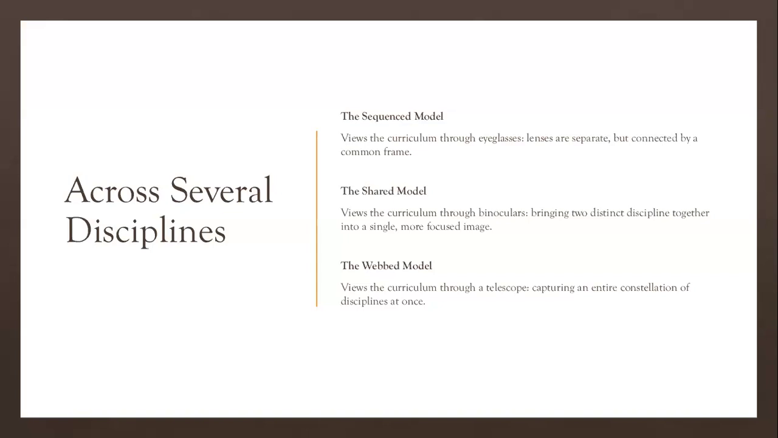Then we have the webbed model, where we're looking at the curriculum through a telescope. So we are, in that case, trying to capture the entire constellation of disciplines at once. It's a broad view of an entire constellation as one thing webbed to the various elements. For example, a teacher might present a simple topical theme, like the circus, and web it to other subject areas. A conceptual theme, such as conflict, can be webbed for more depth in the theme approach.